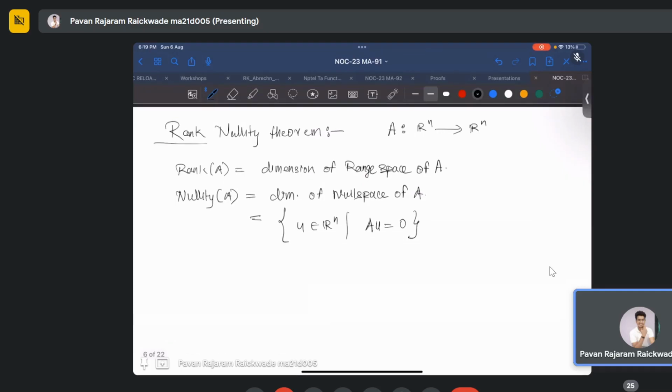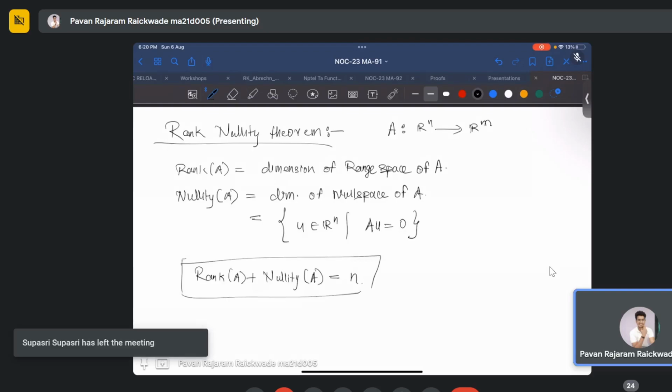So the rank nullity theorem states that for any linear operator A from Rn to Rm, its rank plus its nullity is always equal to n. This is the rank nullity theorem. It's a very important theorem in finite dimensional linear algebra.